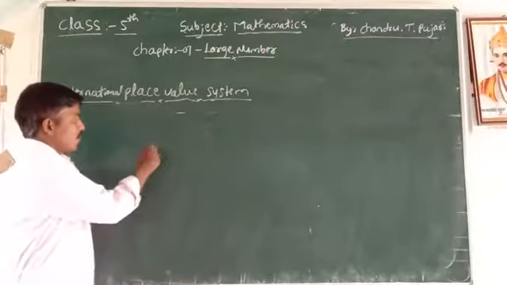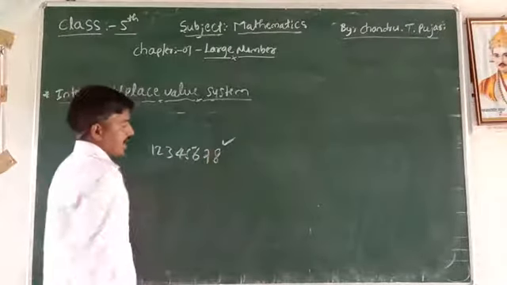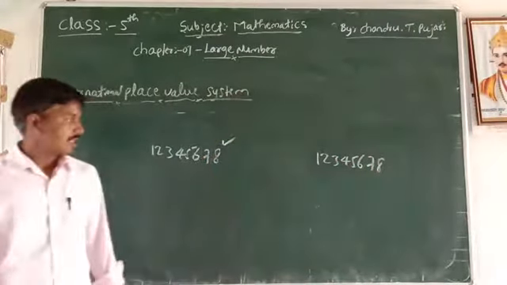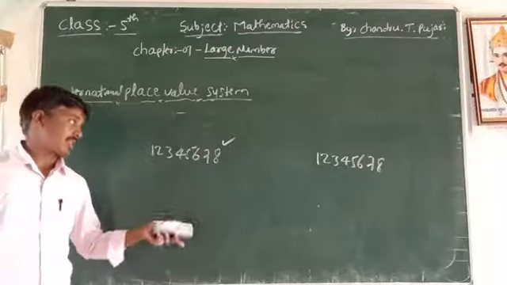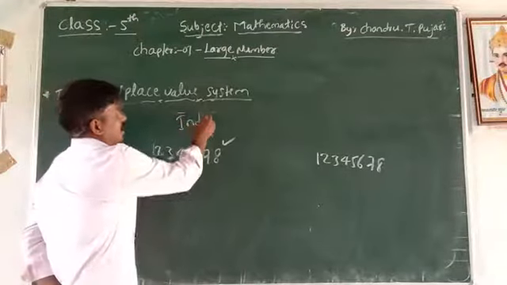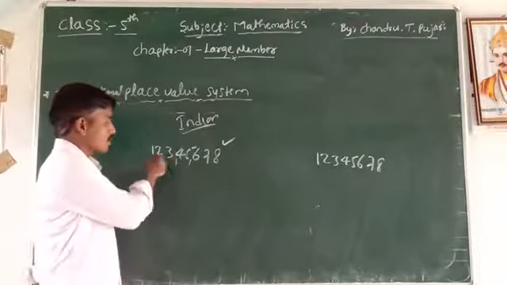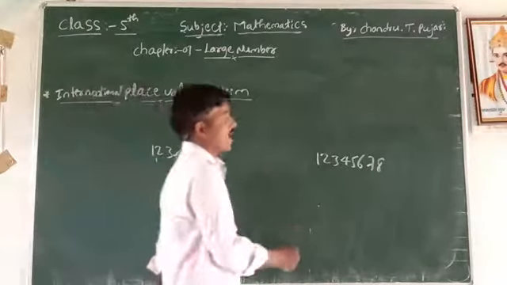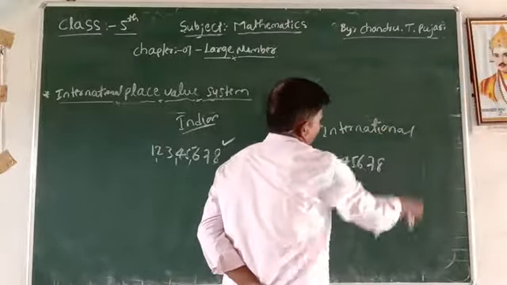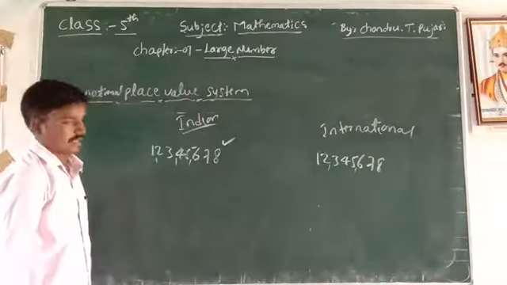For example, take 1, 2, 3, 4, 5, 6, 7, 8, and again 1, 2, 3, 4, 5, 6, 7, 8. These two are the same number. You can check yourself once again. What is the difference between these two number systems? In the Indian number system, starting 2 digits after the point, next 2 digits, 2 digits. This is the Indian number system. In the international system, starting with 3, all are 3 digits with the comma. This is the international system. Got it?